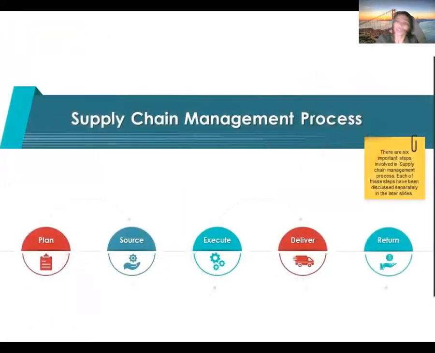Then next, let's talk about the supply chain management process. These are the six important steps involved in supply chain management. Each of these steps is discussed separately in later slides. Six daw, pero dito five lang: the plan, the source, the execute, the delivery, and the return.